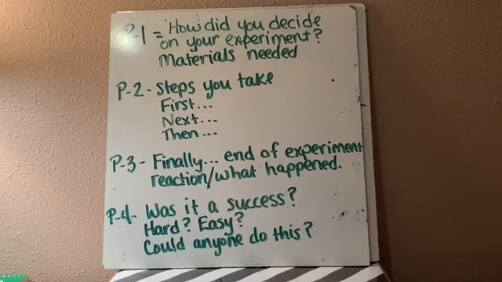Paragraph 2, the steps that you take to complete your experiment. So in paragraph 1, we got our materials. Now what do we do? First, I did this. Next, this happened. Then I did this, okay? So paragraph 2 is going to be the steps that you take to complete your experiment. Paragraph 3 is going to be your finally. This is the end of your experiment, the reaction. What happened?